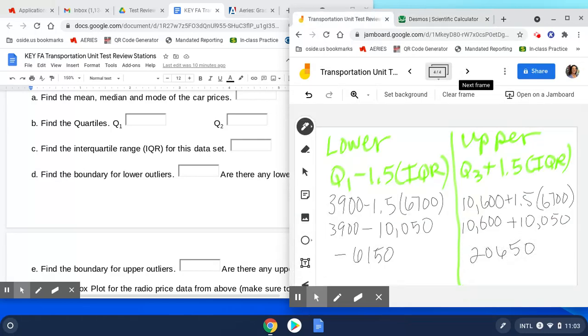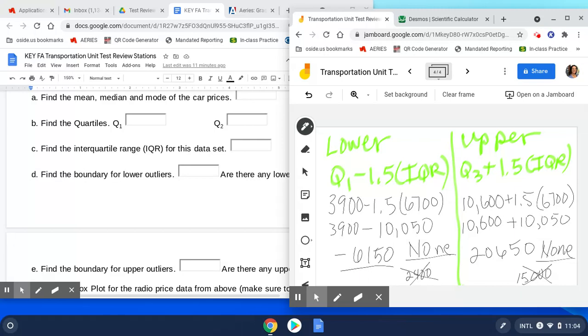So if my lower boundary is negative 6,150, do I have any pieces of data below that? My lowest piece of data, my minimum, is 2,400, so there are no outliers. Looking at my upper bound, 20,650, do I have any pieces of data above that? My maximum, or highest piece of data, is 15,000. That is not above the bound of 20,650. So again, there are no upper outliers.